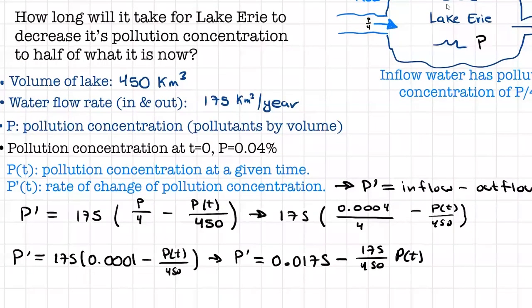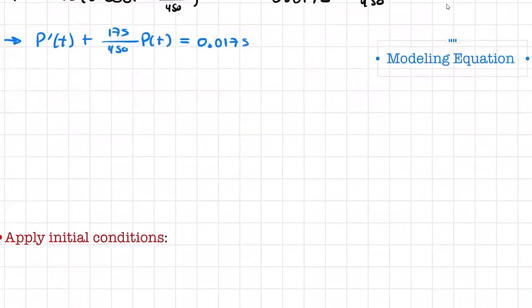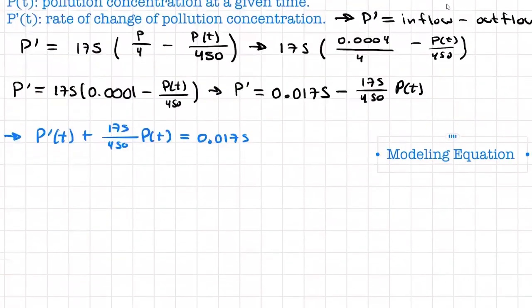So we're almost done. With a little bit of rearranging, we can get our differential equation, which will look something like this: P prime of t plus 175 over 450 P(t) equals 0.0175. And you can see that this is in fact our modeling equation.